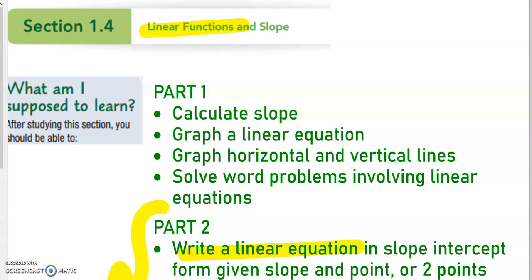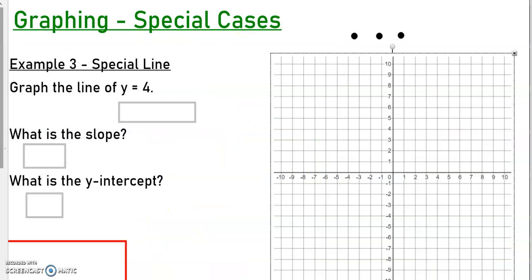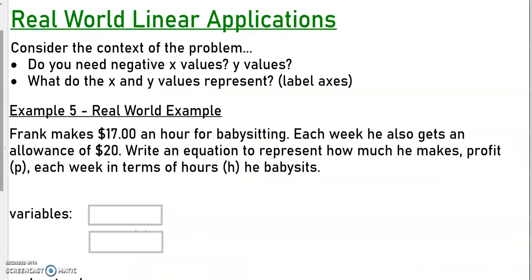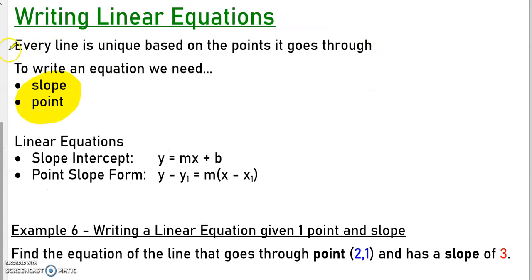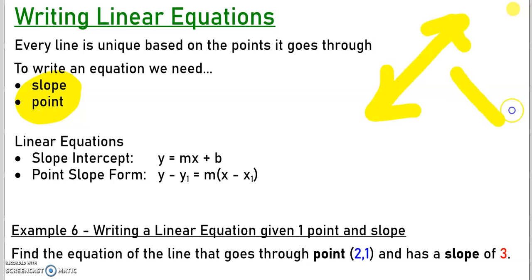So let's get started. I'm going to jump down here to a slide right here. And we want to discuss what we need in order to write linear equations, okay? Every line is unique. It depends on the points that it goes through. So sometimes we'll have lines that have a positive slope or a negative slope, all depends. But the two things we need to write an equation, we need the slope, and I just need 1 point, just 1 point, doesn't matter which one it is. But I need at least 1 point, and I do need the slope.